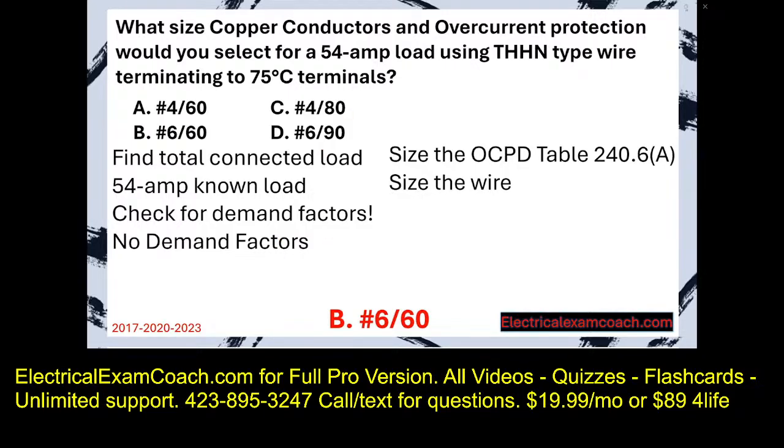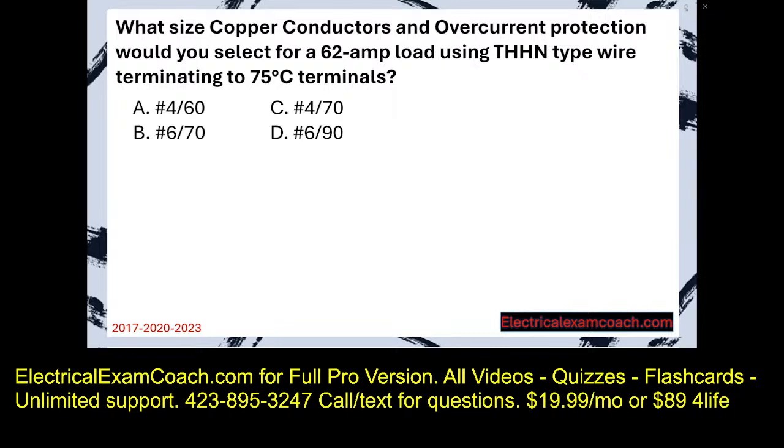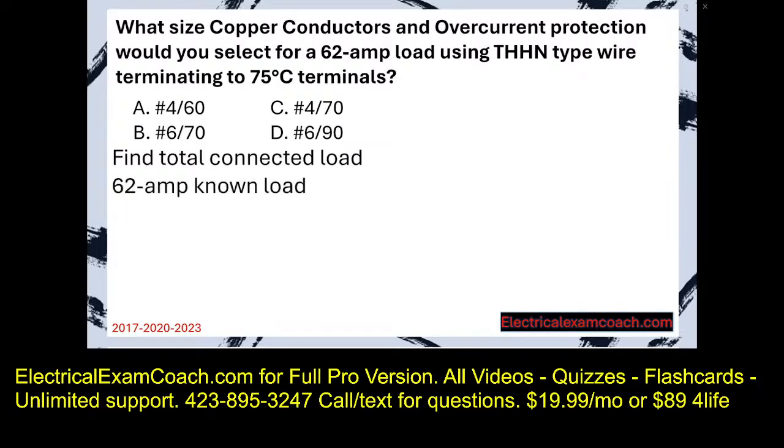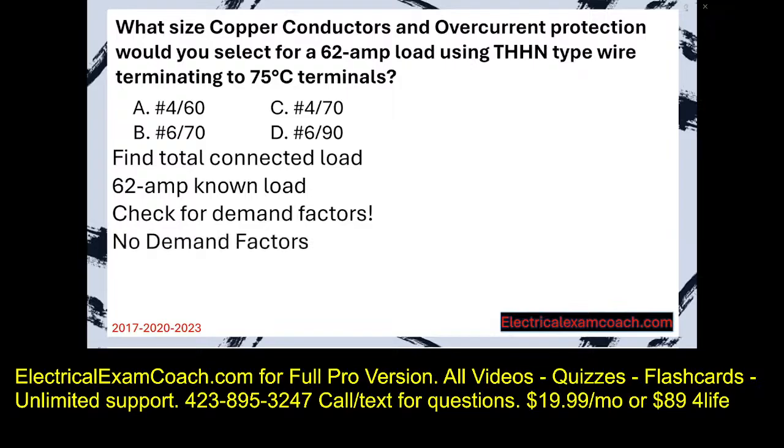Let's get to it. What size copper conductor and overcurrent protection would you select for a 62 amp load using THHN wire terminating to 75°C terminals? Step 1, find our total connected load. In this case, it starts at 62 amps. But we must check for demand factors. With there being no special pieces of equipment mentioned, or the fact that it's running for 3 or more hours, in this case, there are no demand factors.